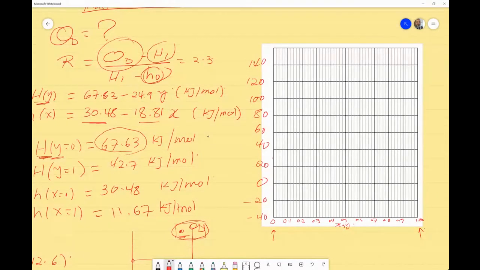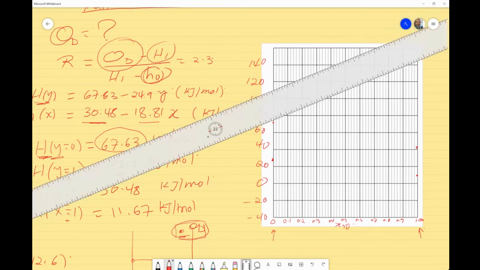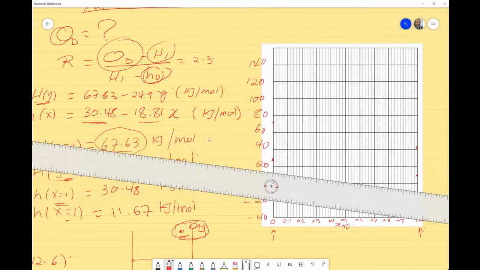H capital is going to be 67 at y is 0. So it's going to be 67 somewhere here. This is 65, 67. This is your first point. And at y is equal to 1 it is going to be 42. So it's going to be somewhere here. This is 42 probably. Okay, so I can use this. And then I have for the H small, at x 0 is going to be 30 something. So it's going to be somewhere here. 30 maybe. And at x equal 1 is 11, so it's going to be somewhere here. And I use this one and just connect these two points.